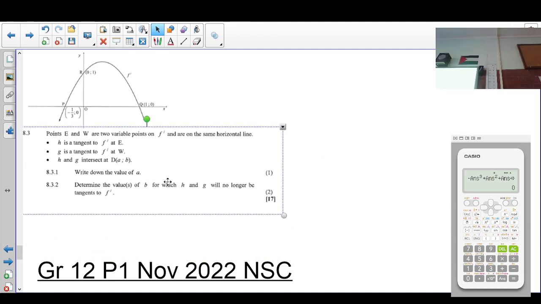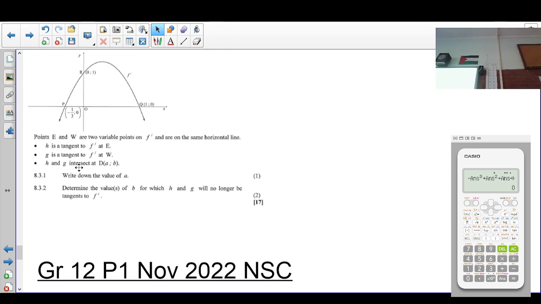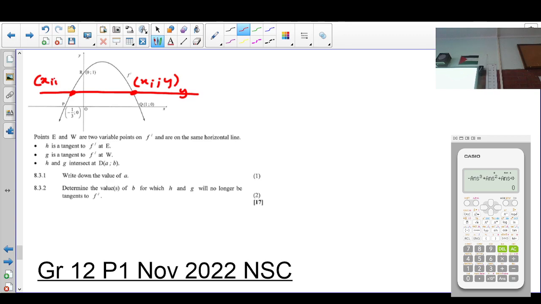Right, now listen. We are told that points E and W are two variable points, which means I can move on f prime x, which is on this parabola graph, and on the same horizontal line. So it will have the same y values. So this is the horizontal line. Say for instance, it is that line. You say you got your y there, y is equal to whatever. So that will be x1 and y, and then x2 and the same y value.